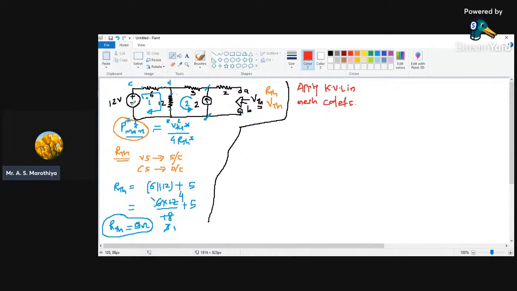We are going to experience a voltage rise because I'm moving in the clockwise sense, in the direction of current. So negative to positive, we are basically going to experience a voltage rise. So it is going to be plus 12. Then when we are moving through the 6 ohm resistor in the direction of current, we are experiencing a voltage drop. So it is going to be minus 6 into I.